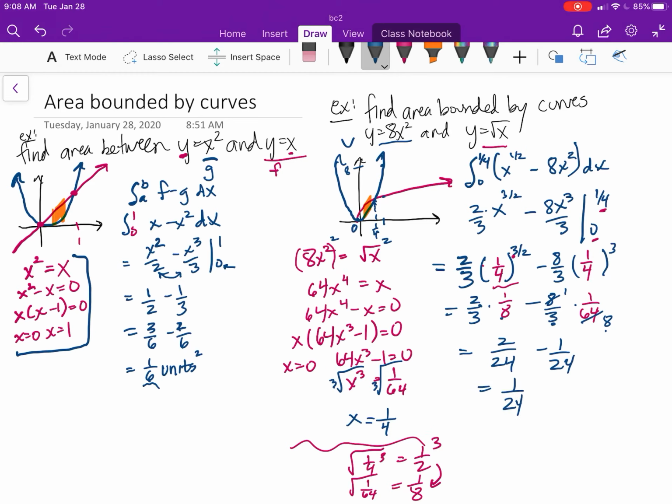That's a very small area. Remember, they intersected, and my graph was not accurate at all, but they intersected at 1/4. This area here, not drawn to scale, was really small. So 1/24th, the last one was quite small as well. Square units, or units squared.